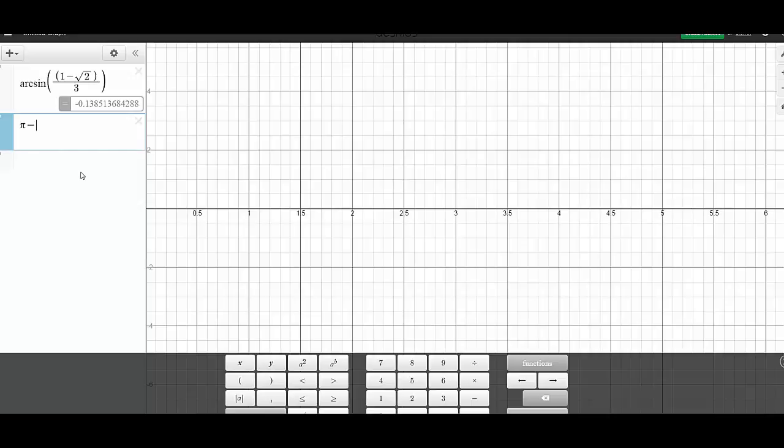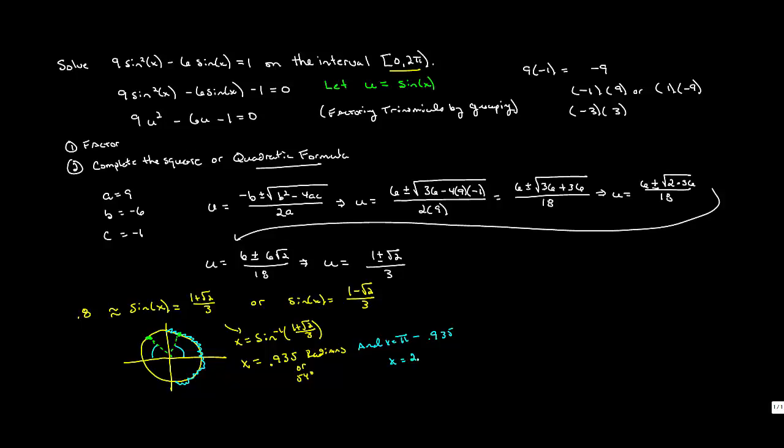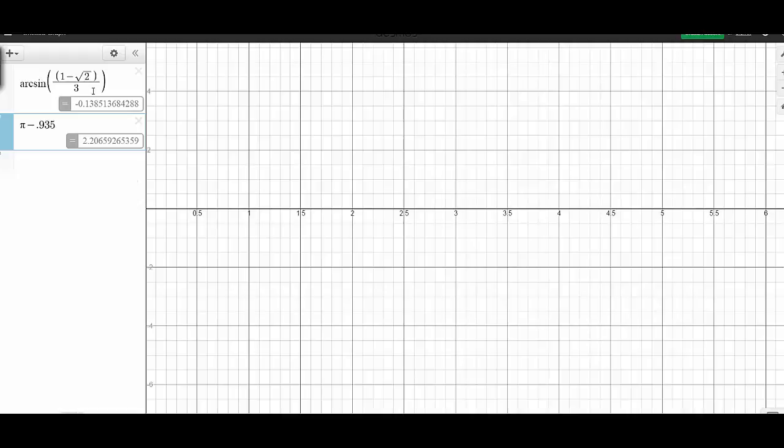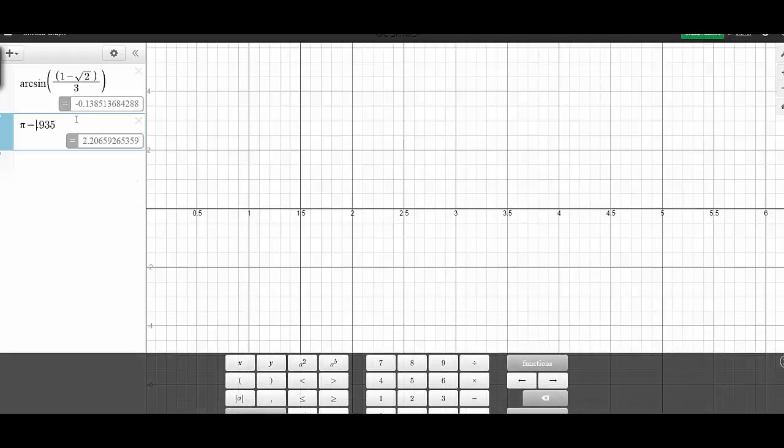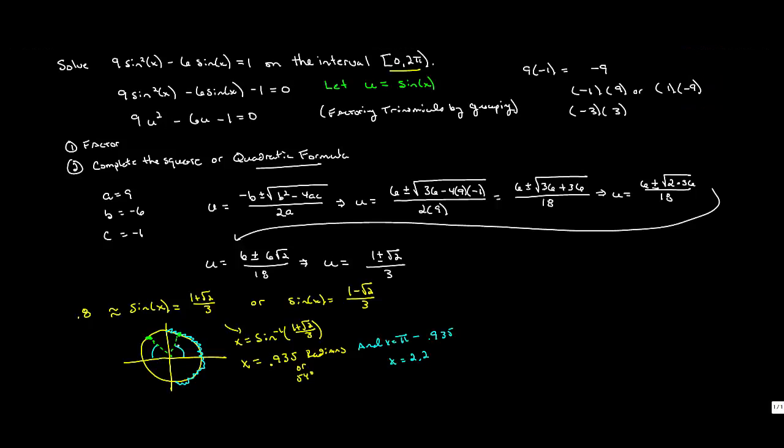Well, pi minus 0.935 is about 2.2 radians. Okay, so the other answer is about 2.2. And if you want that as a degree, just take that whole guy and multiply it by 180 divided by pi. So about 126 degrees. Okay, so it gives you this first angle here, and it gives you the second angle here. Now those are the only ones that have a sine value that's positive like that.